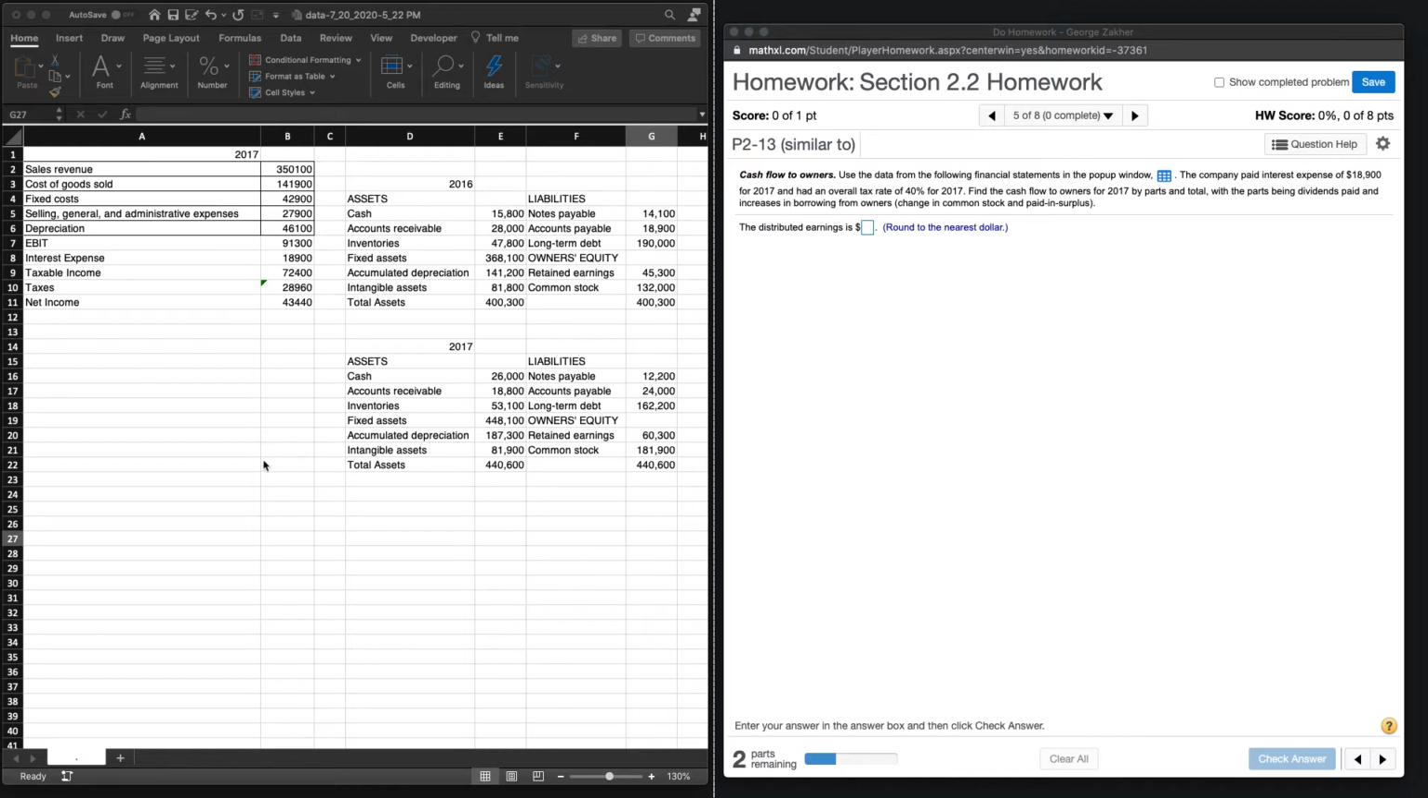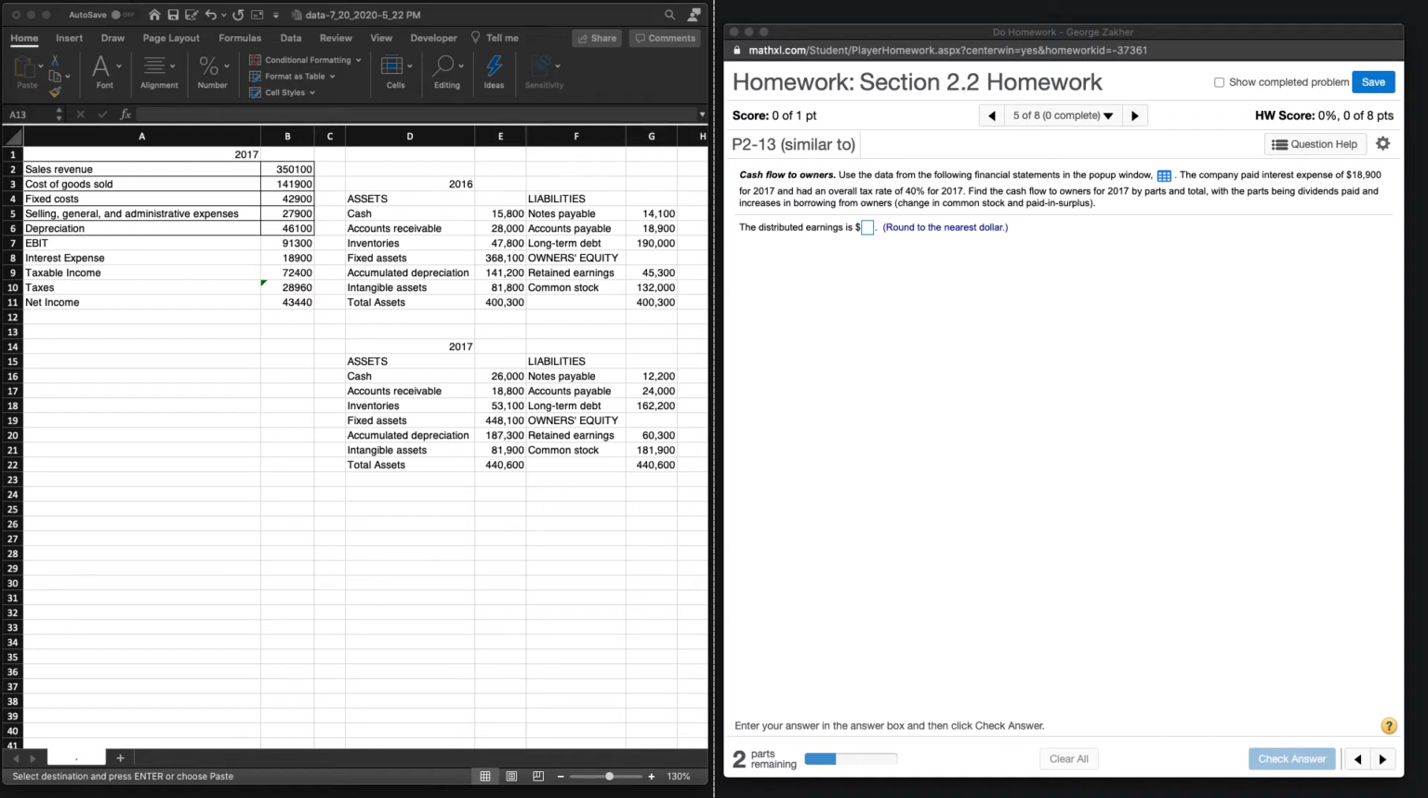As you can see, I've already completed both the income statement and the two balance sheets. Okay, so we've already done that. I know by this time you're quite fluent in that, so I don't want to waste your time. So let's take a look at how we figure out our distributed earnings.